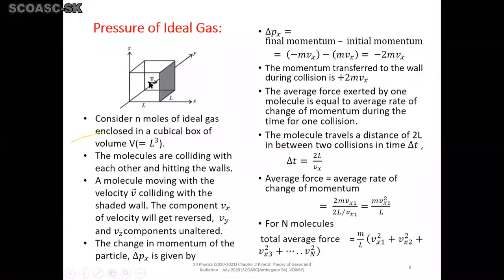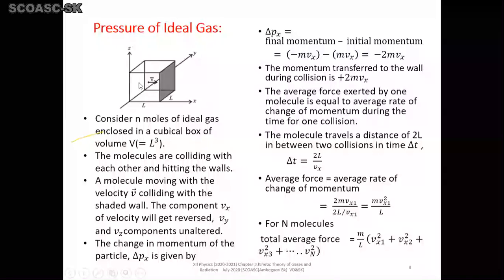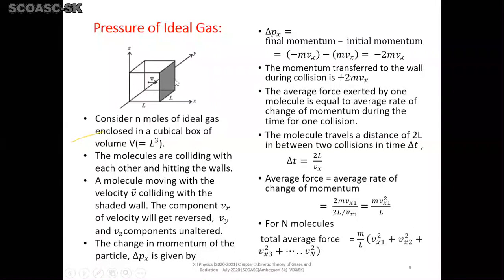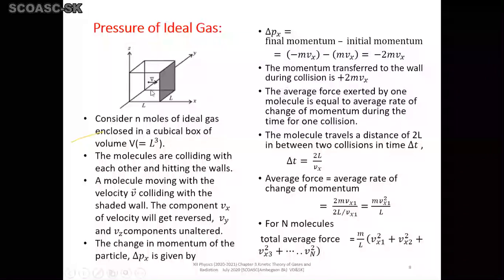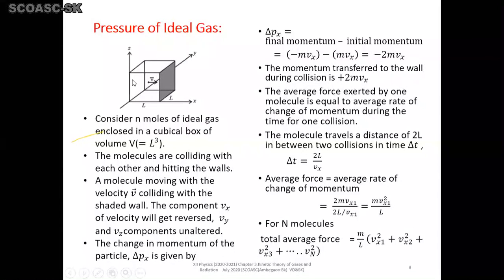Now it is moving parallel to your X axis with Vx velocity, and it strikes this wall. Now when it strikes this wall, what is going to happen? Collision is going to occur, and it is going to turn back. When it goes and strikes this wall, it has some mass m and a velocity vx, so its momentum is mvx. Then it strikes the wall and turns back, so its velocity becomes minus vx. The mass remains m.